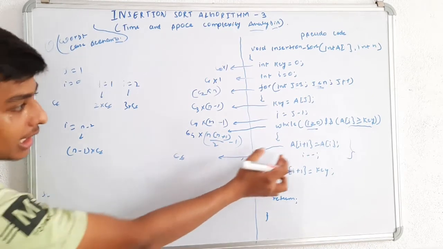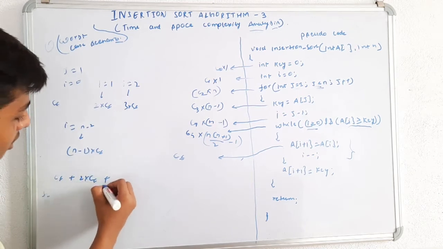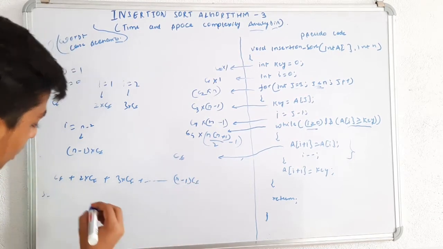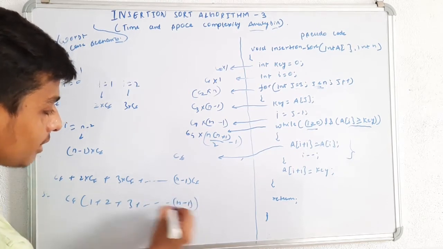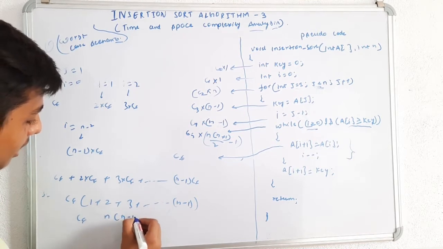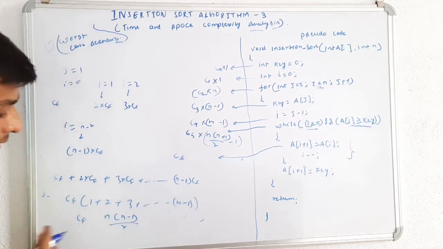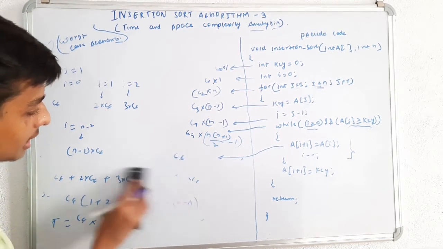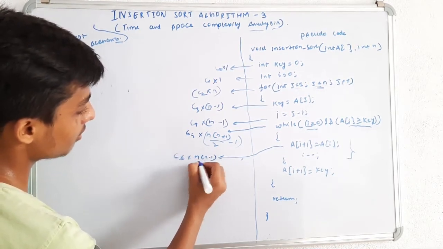So what is the running time for this? The running time is just to add all these cases. So 3 into C6 plus dot dot n minus 1 into C6, right? You just take C6 common, you will get 1 plus 2 plus 3 up to n minus 1. If you do this, you are going to get n into n minus 1 by 2. That's the running time for that statement, right? So we got the running time for that statement. Let's write here: the running time is n into n minus 1 by 2.